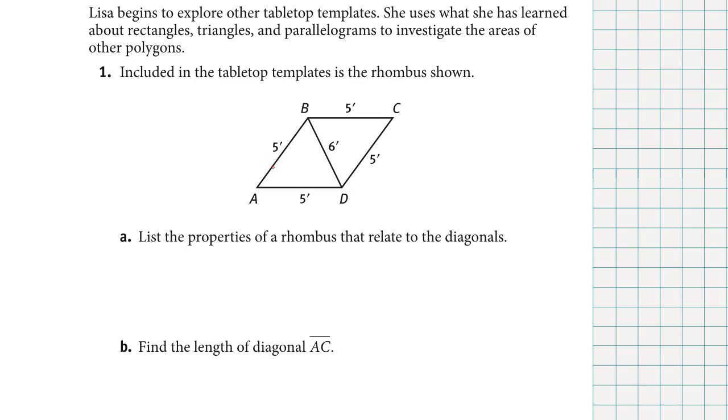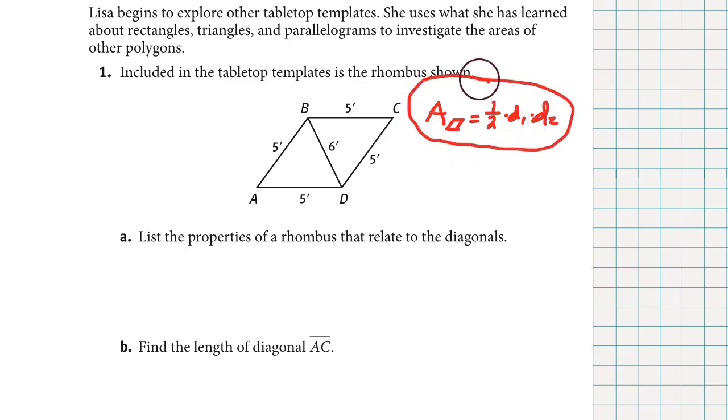That formula involves the lengths of the diagonals, and it is that the area of a rhombus is equal to 1/2 times the length of one diagonal times the length of the other diagonal. I'm using the letter D to be the diagonal. D1 means one diagonal, D2 means the other diagonal. Please add this formula to your note page along with your other area formulas.